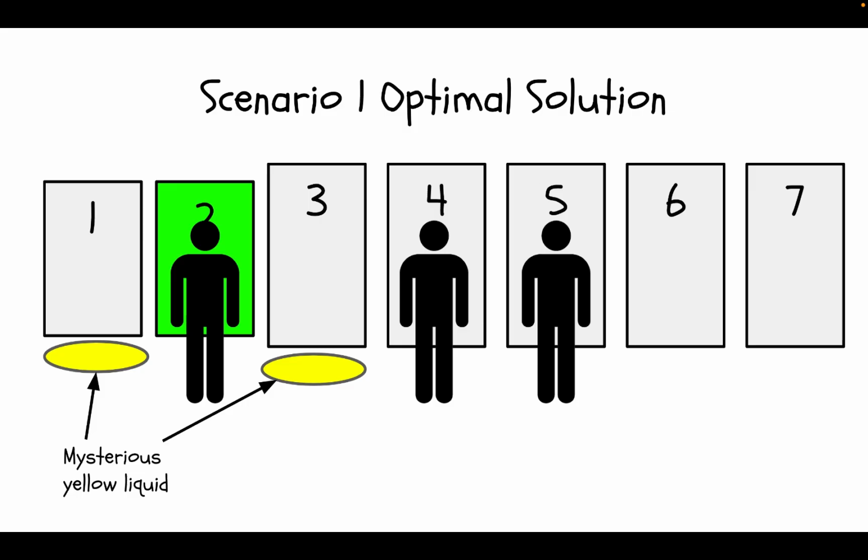Because remember how they're super small and dingy, right? The mysterious yellow liquid is going to spray everywhere, and they would not even want to dare go near 1 or 3. So they would go happily to slot 7.